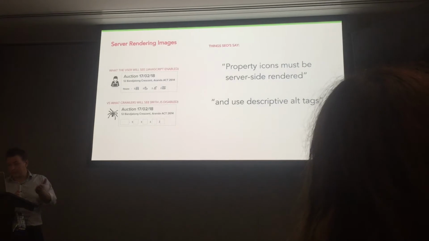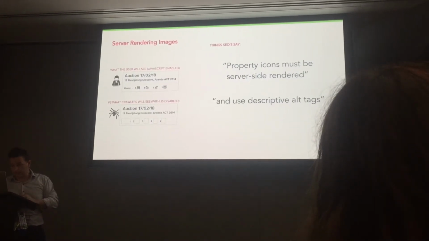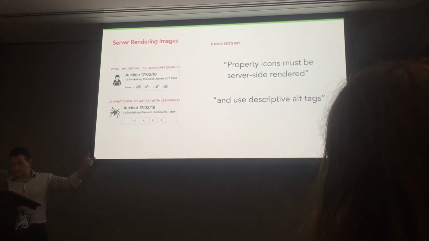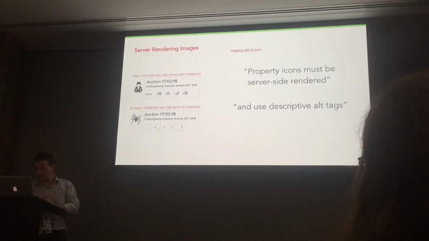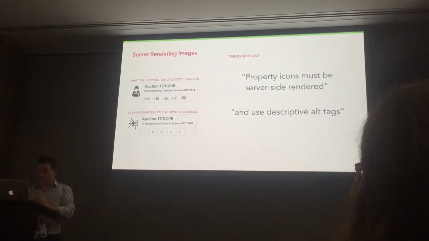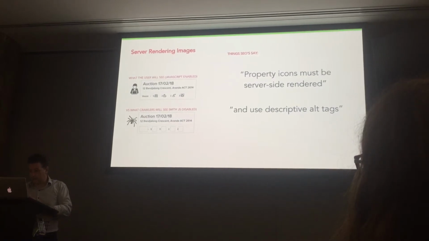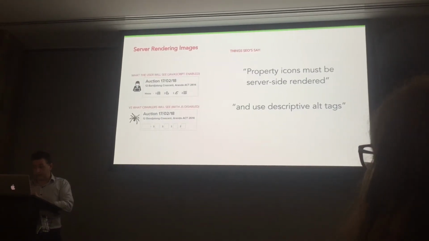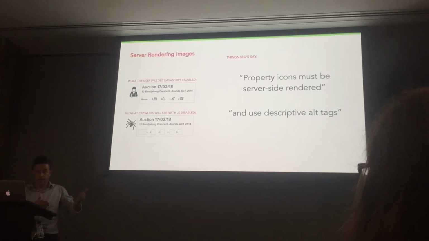with JavaScript enabled is great for the user. For a search engine trying to crawl that, they see what does 5 mean, what does 3 mean, what does 1 mean, what does 2 mean. The web crawler can't figure it out. So if you're pulling in images for property icons, make sure they're server-side rendered, and try to use a descriptive alt tag. It just helps the web crawlers understand what this image is about.